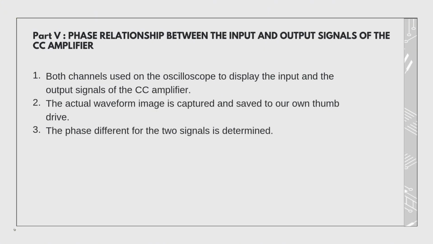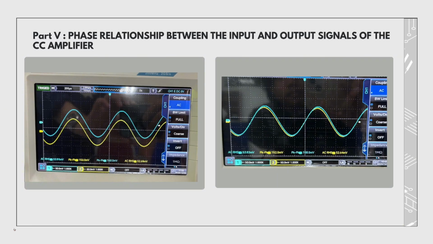The last part is part 5, which is the phase relationship between the input and output signal of the CC amplifier. Firstly, both channels use the oscilloscope to display the input and the output signal of the CC amplifier. Next, the actual waveform image is captured and saved to our own thumb drive. And next, the phase difference of the two signals is determined. From both of these pictures, you can see that the waveforms are actually equal. So there is no phase difference between them.